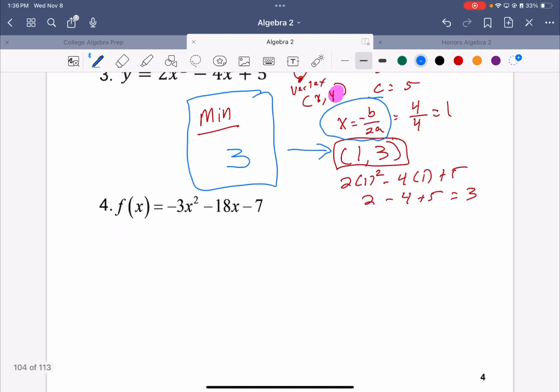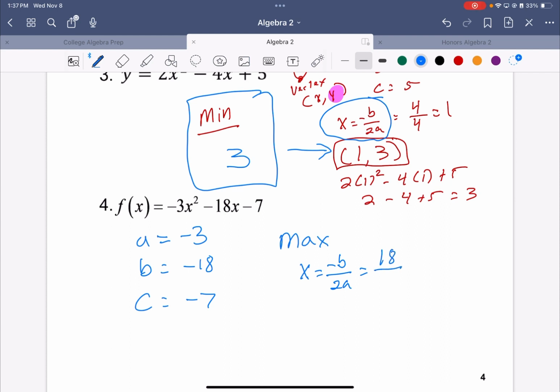It's in standard form. So a equals negative 3, b equals negative 18, and c, which we really don't need, but for fun, negative 7. My a value is negative, so this is going to be a maximum point. x is equal to the opposite of b over 2a. b is negative 18, and the opposite of negative 18 is 18. 2 times negative 3 is negative 6. So my x value at the vertex, or my axis of symmetry, is negative 3.